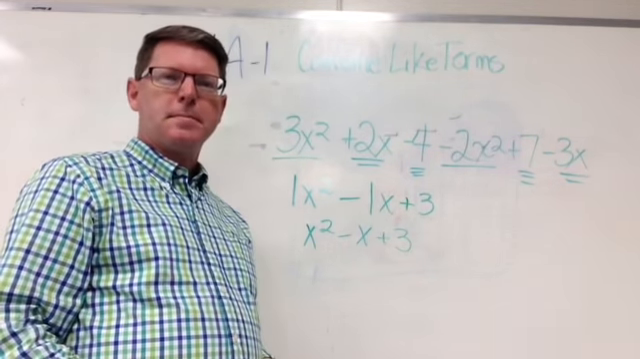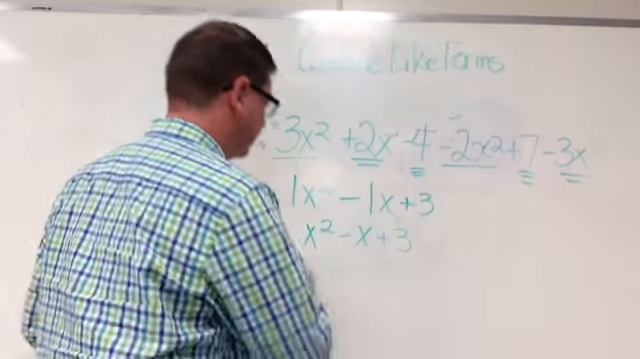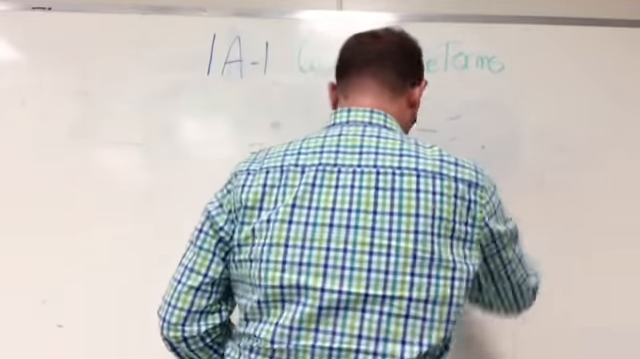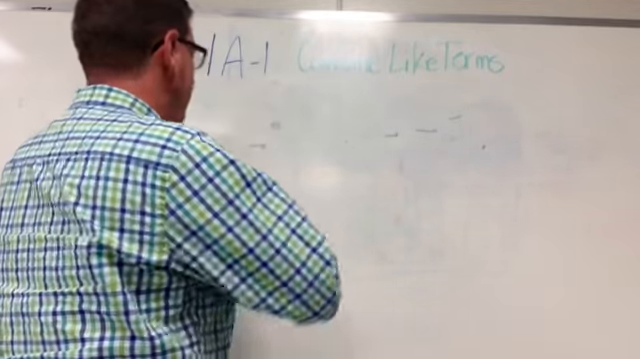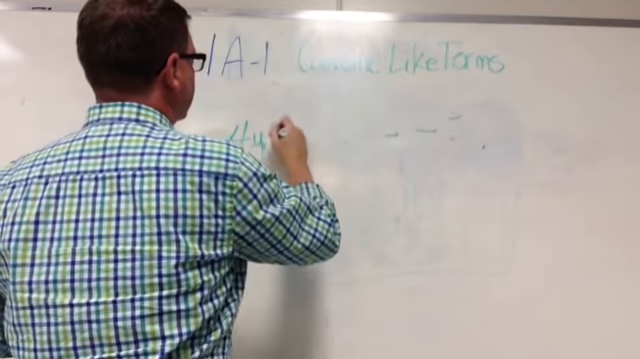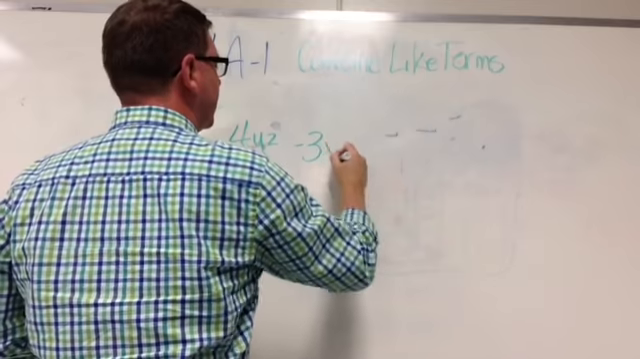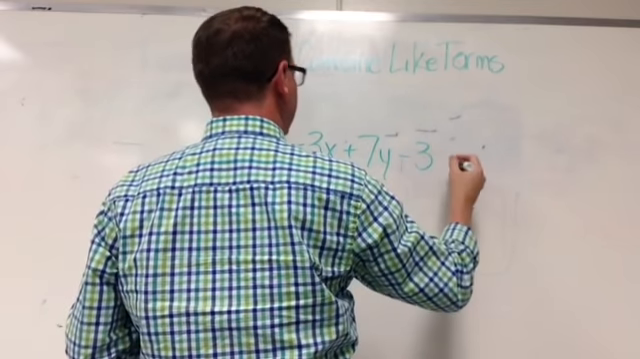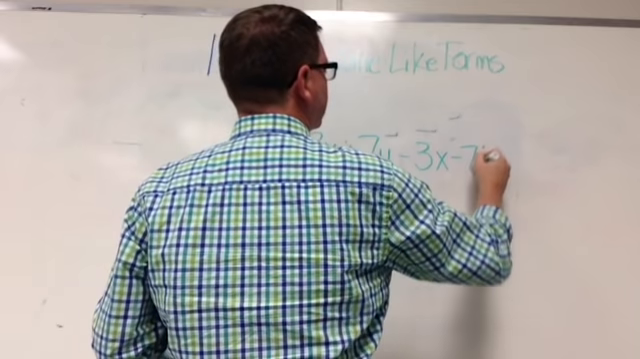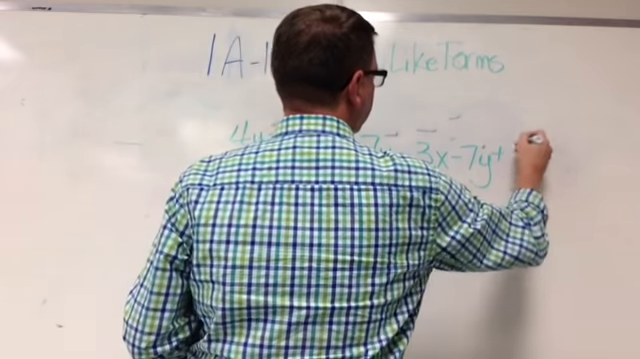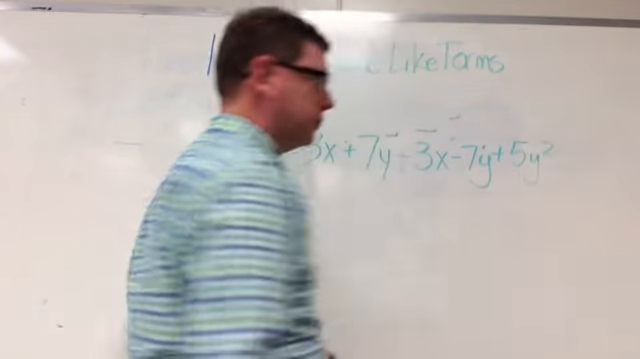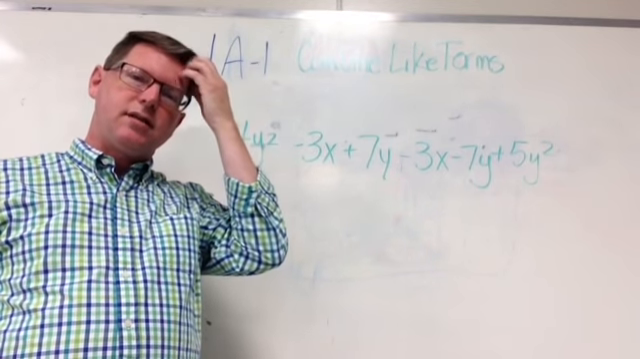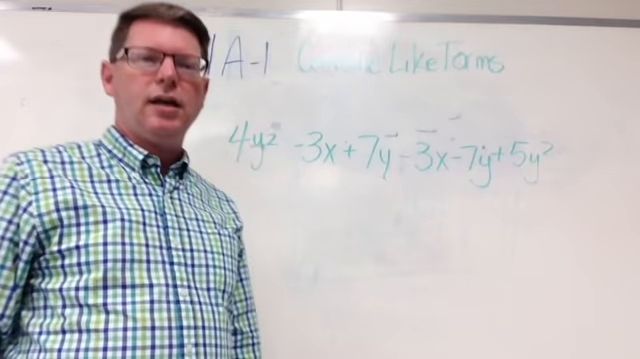So let's do another example. What if I have 4y squared minus 3x plus 7y minus 3x minus 7y plus 5y squared? I know I wrote that fast in talk, so I'm going to give you a second to write it down. If you need to pause, you can.